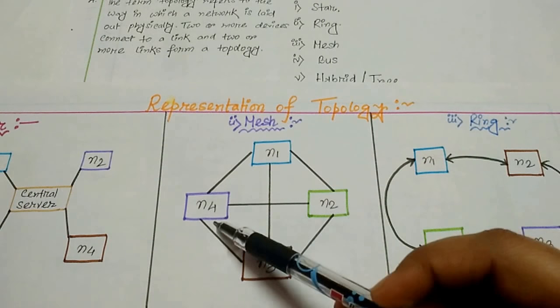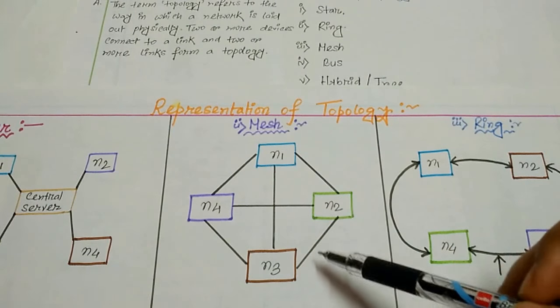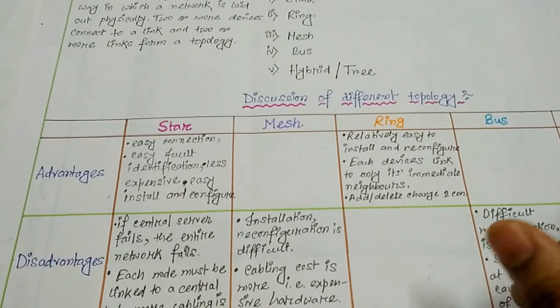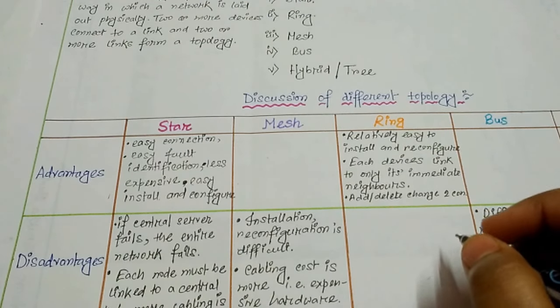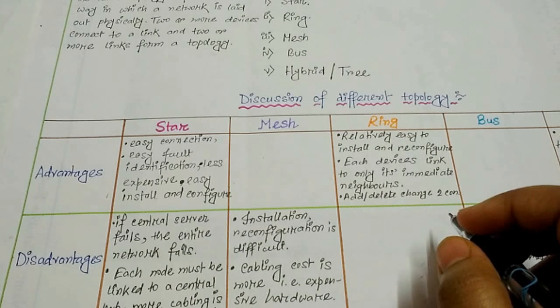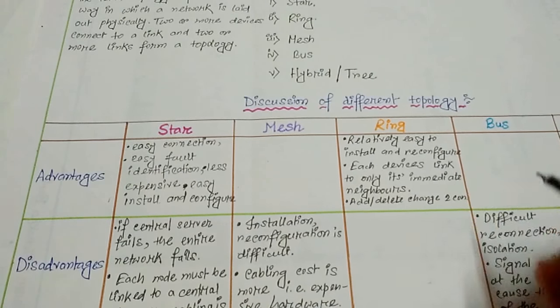There are four devices, N1, N2, N3 and N4. They are connected to each other. There are also some advantages and disadvantages. The advantages are: the use of dedicated links guarantees that each connection can carry its own data load. It provides security and privacy and easy fault diagnosis.